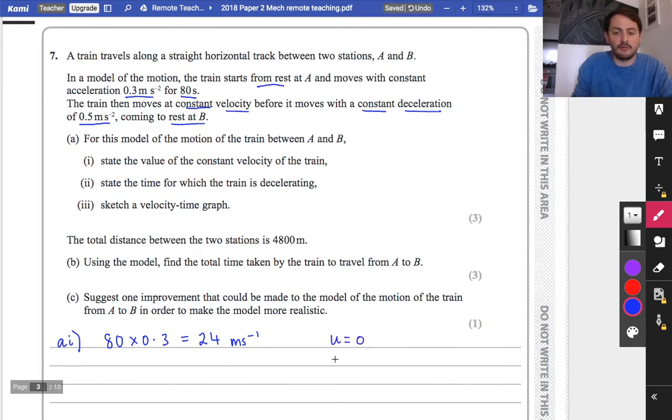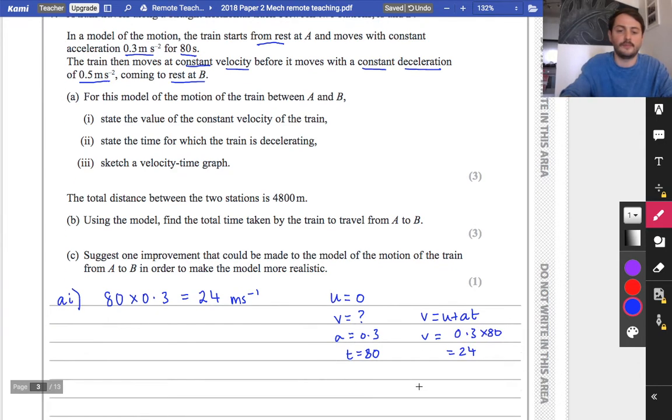Now, if you can't see that, you could do a quick bit of SUVAT. Say that it's starting from 0, it's going up to what we're trying to find, which is v. The acceleration is 0.3, and the time is 80. So using v equals u plus at, you can see that v is equal to 0 plus 0.3 times 80, which is the same thing that we've got here of 24.